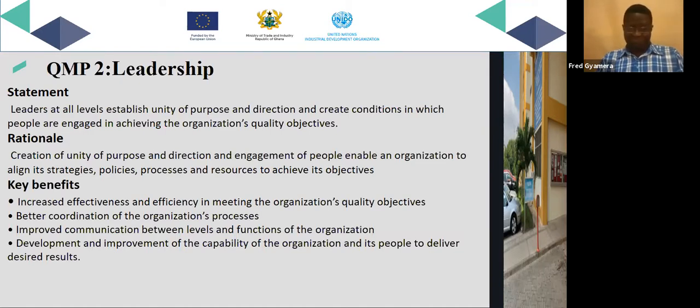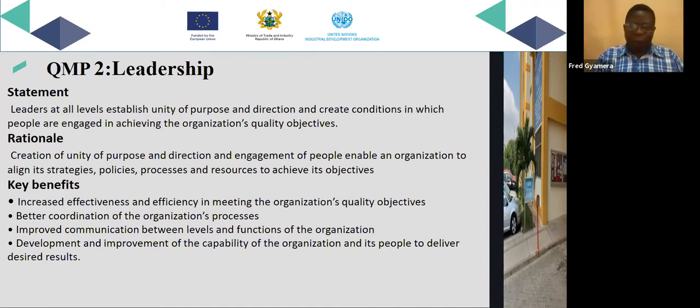It is effective because when you check, it's giving you what you anticipated. Efficient, you spend fewer resources to achieve that objective. Better coordination of your processes, because I told you that the processes are interrelated and interactive. Improved communication between levels and functions so that it won't be like we and them. Who are we? Who are those you are referring to? In a good management system, this impression is not there because there's better coordination among the processes and better communication between the levels and functions of the organization.